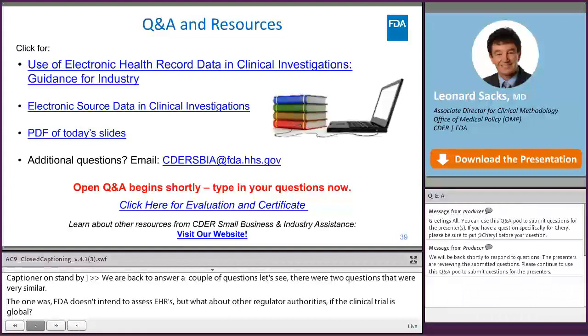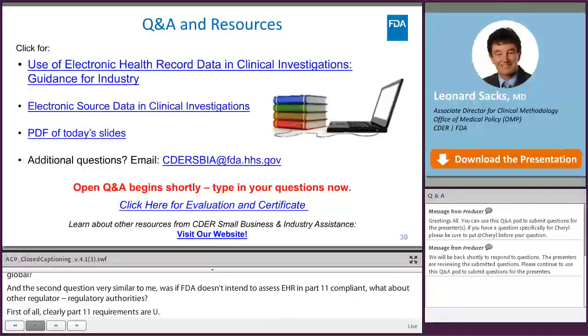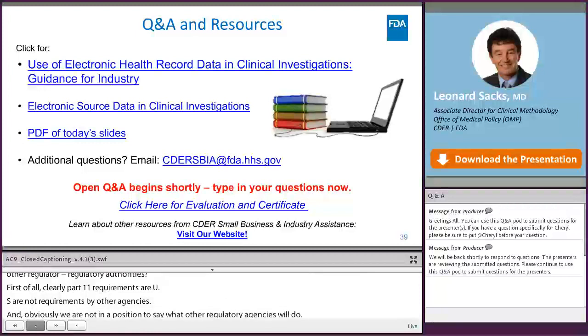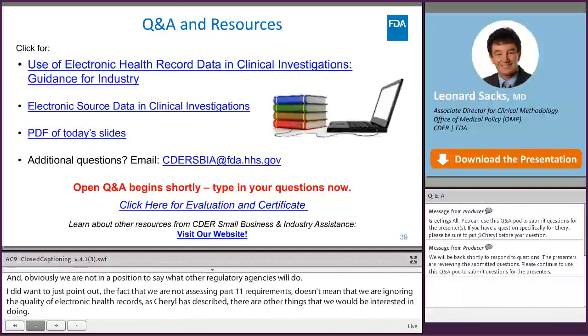So, first of all, clearly Part 11 requirements are US FDA requirements. They're not requirements by other agencies. And obviously, we're not in a position to say what other regulatory agencies will do. I did want to just point out that the fact that we're not assessing Part 11 requirements doesn't mean that we're ignoring the quality of electronic health records. As Cheryl has described, there are other things that we would be interested in doing. We would want to know about these systems in terms of what their performance specifications are when they're not certified by the ONC.